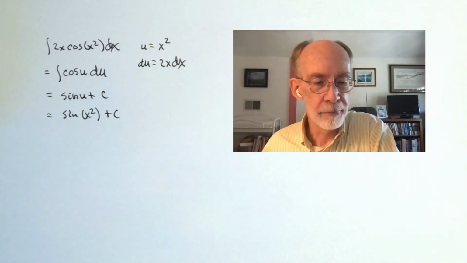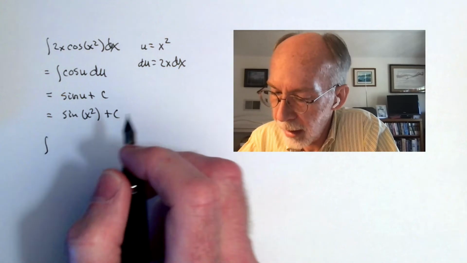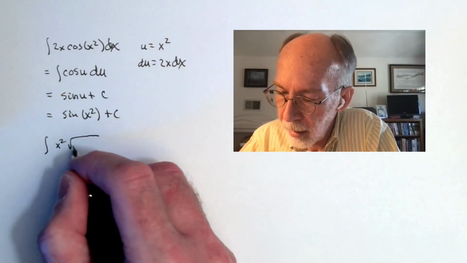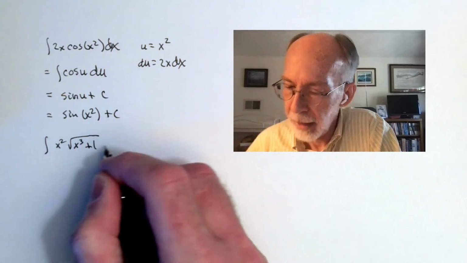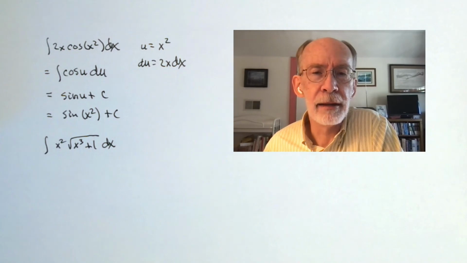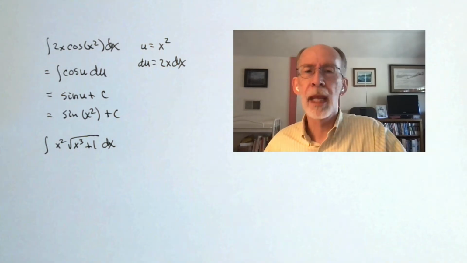Let's do another one. This will be the integral of x squared square root of x cubed plus 1 dx. And we've got the x cubed plus 1 plugged into the square root, so that might make a decent candidate for u. But then the derivative of our u would be 3x squared, and we don't have a 3. Not to worry.